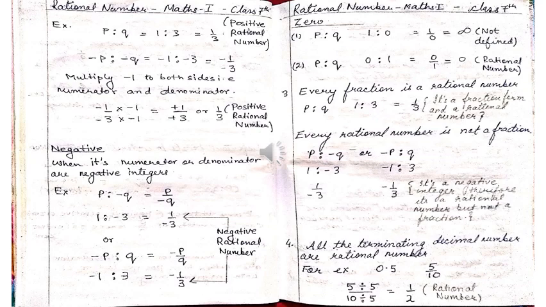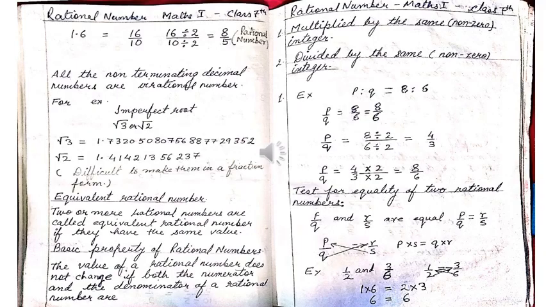Now here 0.5 we can represent as 5 upon 10. If we divide 5 upon 10 by 5, it becomes 1 upon 2, and that is a rational number, isn't it? Another example is 1.6. We can write it as 16 upon 10 as well. Dividing by 2 in the numerator and the denominator, the answer is 8 upon 5, which is still a rational number, a positive rational number.